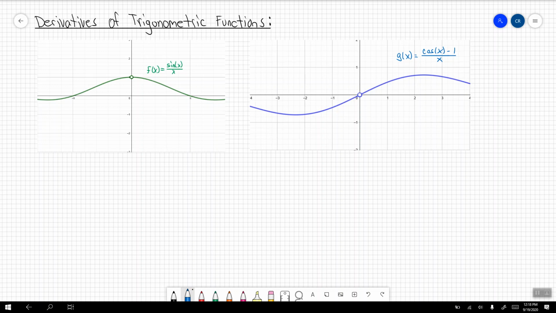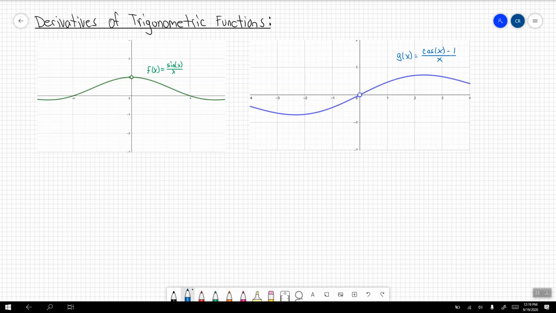Today we're going to be looking at derivatives of trigonometric functions. And as you can see on screen, what I have produced here is two different functions. The first function is f of x is equal to sine of x all divided by x. And that's the function on the left, which is denoted in the color green. And I also have a different function on the right hand side of the screen, which is denoted as g of x. That's my blue function, which is the quantity of cosine of x minus 1 all divided by x.